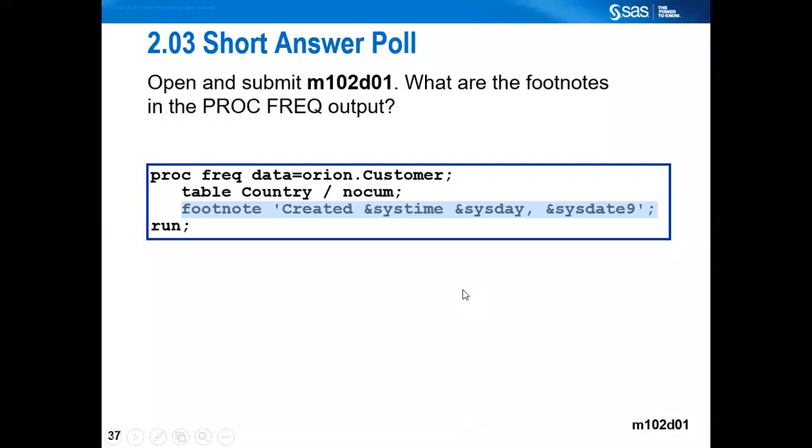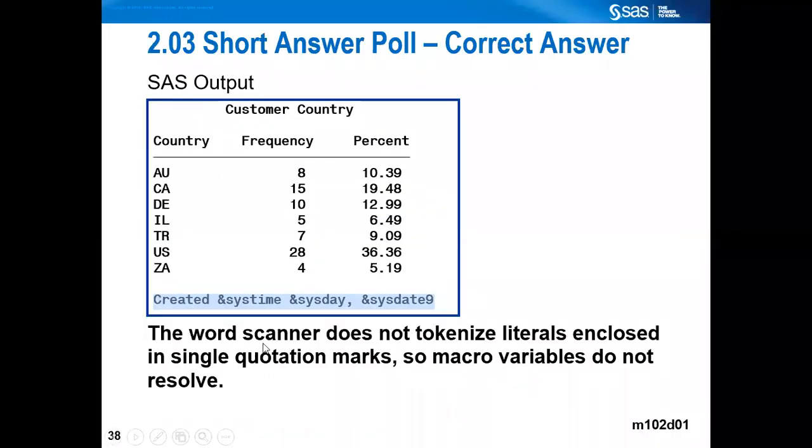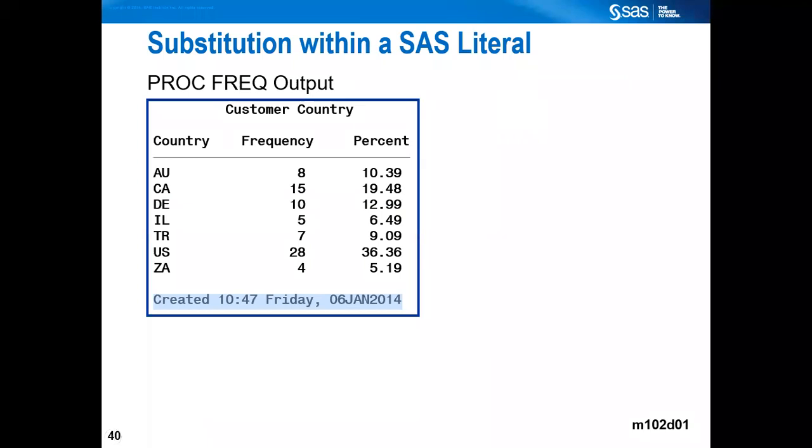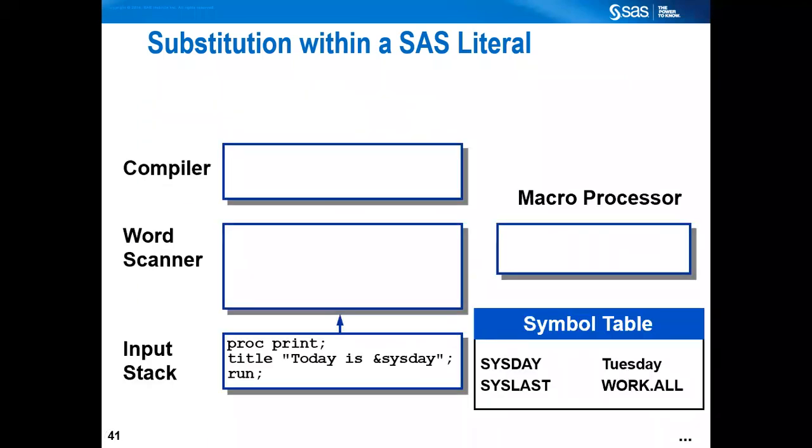So this is what it's telling here, that the word scanner does not tokenize literals enclosed in single quotation marks, so macro variables do not resolve. To make your macro variables get resolved, you put them into double quotation marks. To reference your macro variable within a literal, enclose the literal in double quotes. Fine. So it gets resolved. So see how it works. Pay attention now. Understand the process.